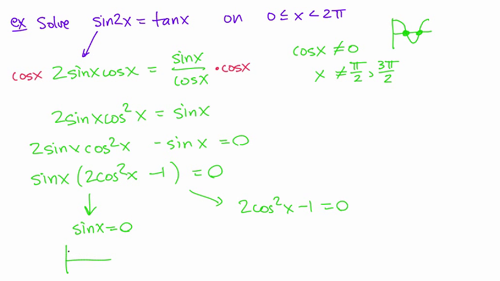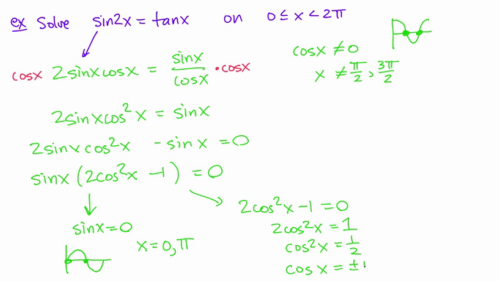Solving sine x is equal to 0 is, using the graph, fairly easy. I can identify that 0 and pi will be part of my solution set. Solving the other part, I need to make this equal to 1, divide both sides to get a half, take the square root, give me plus or minus 1 over root 2, and hopefully you can identify that that's a 45-degree angle. So when is it a 45-degree angle? When the reference angle is pi over 4, and it happens in all quadrants because it's plus or minus.